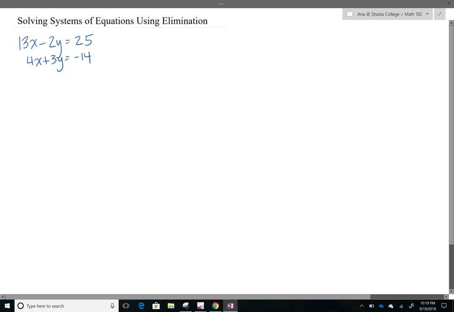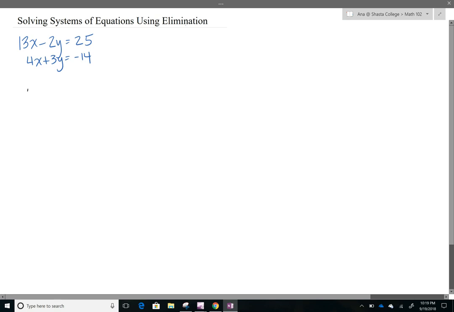The goal of elimination is to eliminate one of the variables. So in my problem that I have set up here, I have 13 and 4 as my x coefficients, and negative 2 and 3 as my y coefficients. So my goal is to try and find a number that my coefficients can both go into. It's kind of like finding a common denominator.